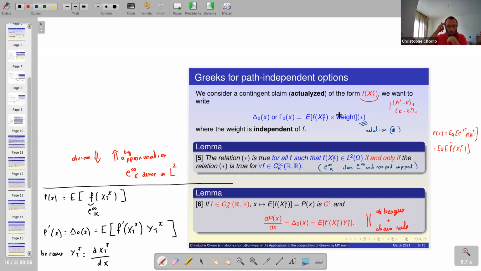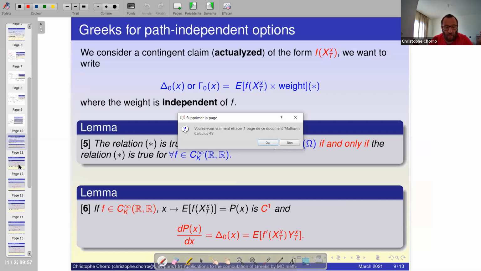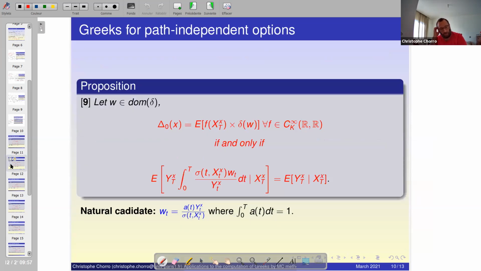It will be the first result concerning how to obtain a weight for the expression of delta in the case where the contingent claim has this form. As I have seen previously, I can restrict myself in order to do this to the case where f is very regular, that is of class C infinity with compact support. So I can erase this slide here, and I have this proposition that we are going to prove together.